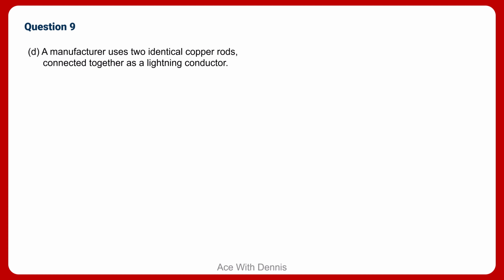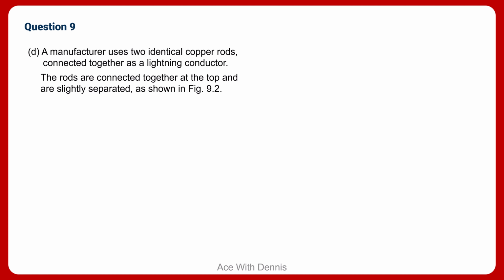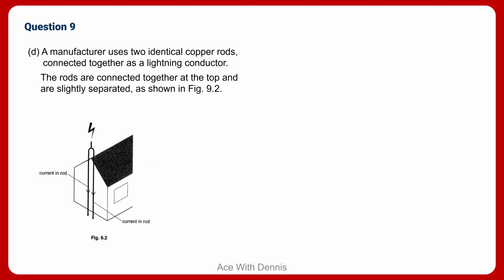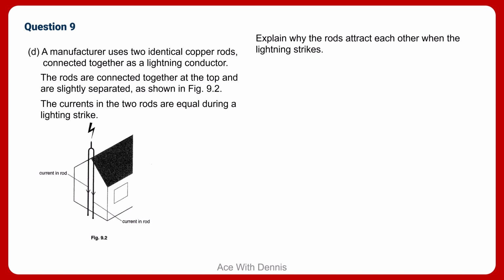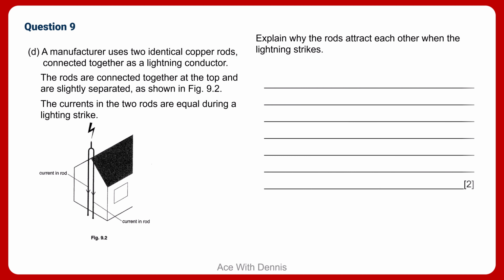D. A manufacturer uses two identical copper rods connected together as a lightning conductor. The rods are connected together at the top and are slightly separated as shown in figure 9.2. The currents in the two rods are equal during a lightning strike. Explain why the rods attract each other when the lightning strikes. 2 marks. Okay, so to answer this question, first we can say that when currents flow through the rods, magnetic fields are induced around the rods.